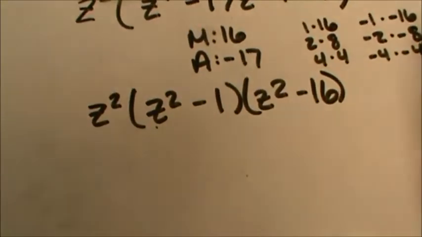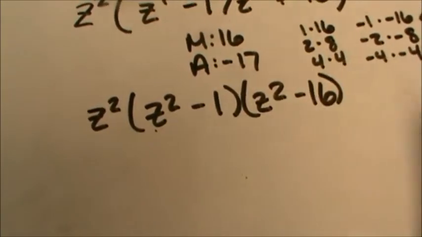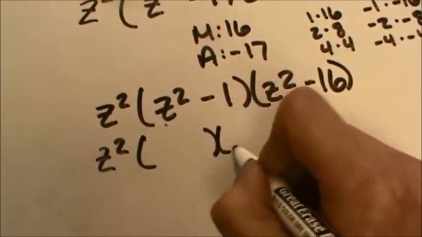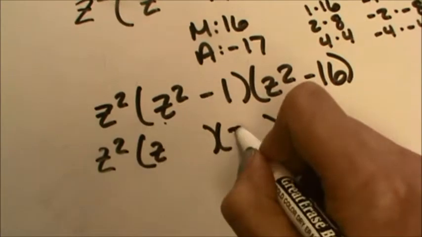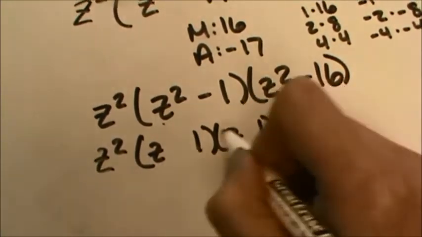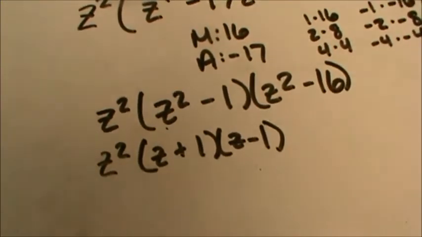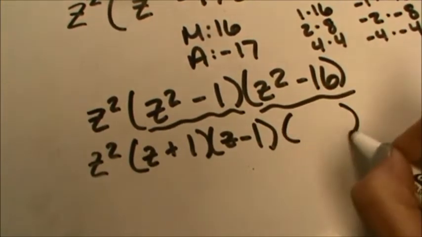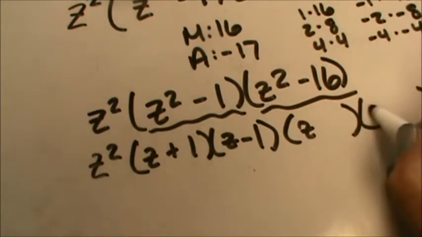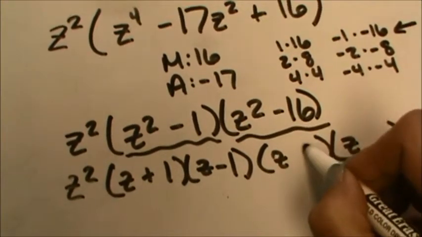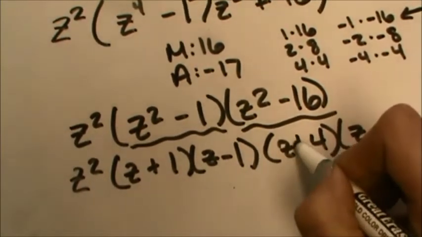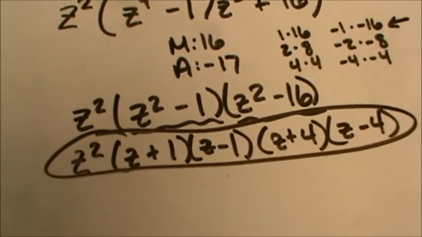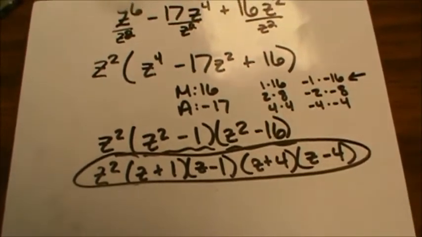Now, take a look at what we have here. This is a DOS rule, as is this one, difference of squares. So, the first one is going to be z, 1, 1, plus and minus. That's just this right here. This one, z, square root of 16 is 4, plus, minus. Whole shebang right there is its factored form.